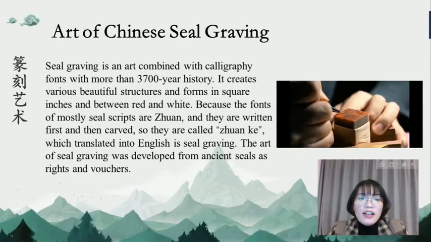The other intangible cultural heritage of Jiangnan District I'm going to introduce today is the art of Chinese silk weaving. Silk weaving is an art combined with calligraphy, with more than 3,700-year history. It creates various beautiful structures and forms in square inches and between red and white.